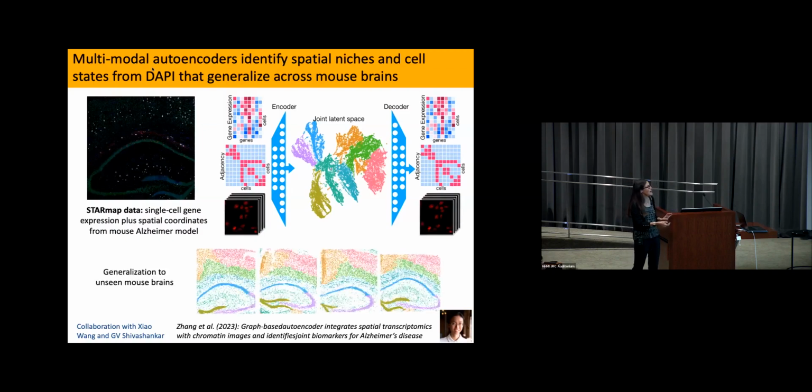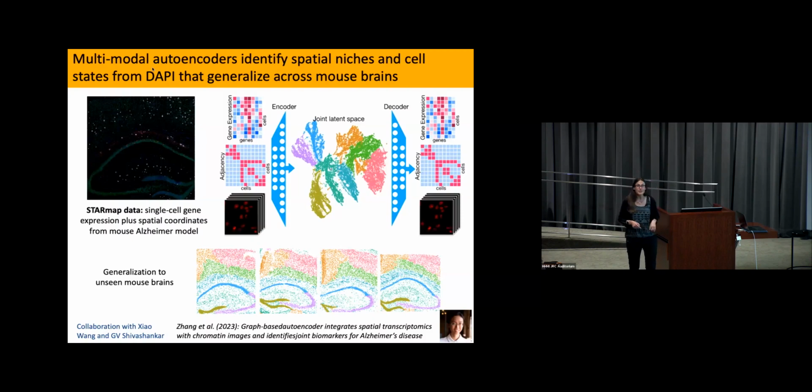So all I'm doing here is mapping every one of these cells, now colored based on one of the clusters, back into space. And you see that even on mouse brains that you haven't trained on, the cells go back to the same places. So they're generalizable, even if you take a new mouse brain here.